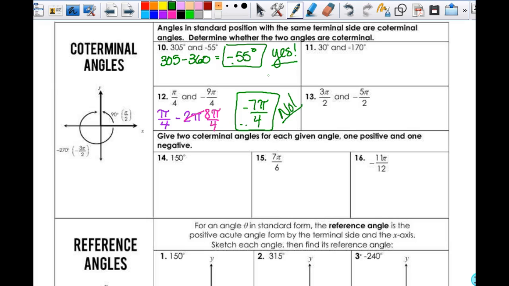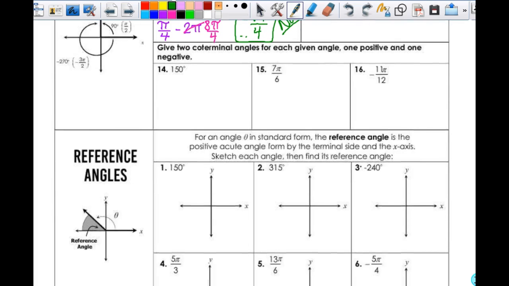All right, so number 14, we're just going to skip 11 and 13. It says give 2 coterminal angles for each given angle, 1 positive and 1 negative. Okay, so we have to make sure that we have one of each. So if I take this 150, I can subtract 360 like we just did. So what's 150 minus 360? Close. Negative 210. So I get negative 210 degrees. I could also take 150 and add 360 to it. And if I do that, what do I get?